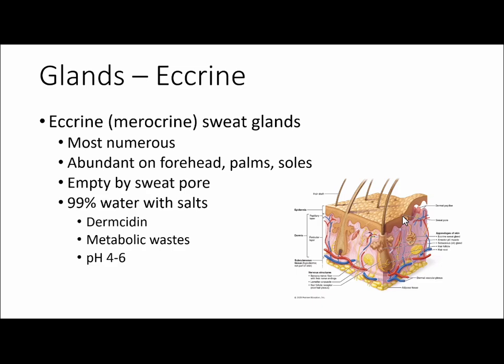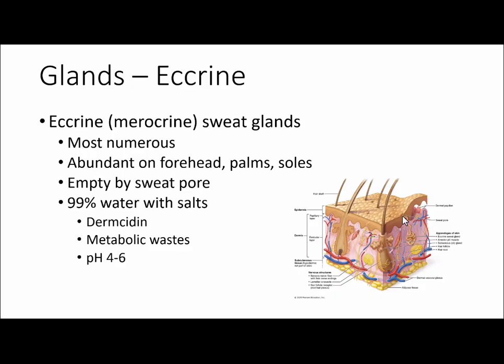In addition to the water and the salts, we also have dermacidin, which is a naturally produced microbe-killing peptide that comes out in your sweat. We also have various metabolic wastes in the sweat, and your normal sweat is actually pretty acidic, with a pH of between 4 and 6.